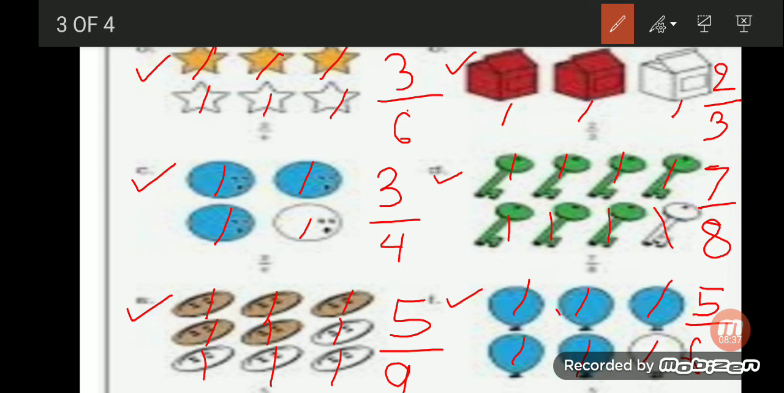Okay, in this way you have to write down the fraction of a group. Children, I hope you have understood what is the fraction of a whole and what is the fraction of a group. Okay children, now I will give some questions in a worksheet, and you have to solve them in your maths fair copy.